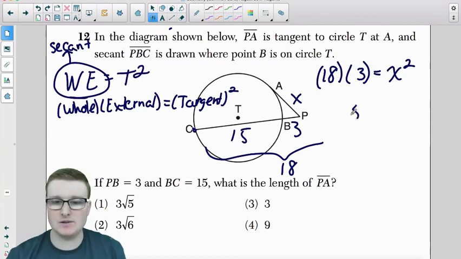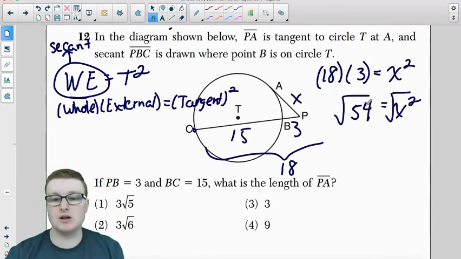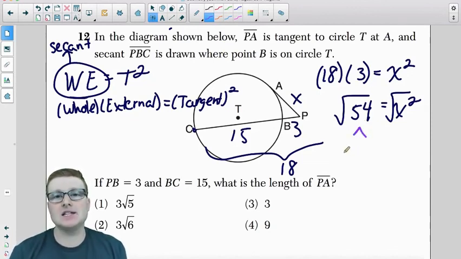18 times 3 is 54, which is then equal to x squared. Okay? So now what we need to do is take the square root of this. I hope that you remember how to simplify radicals from Algebra 1. So, you need to think of the highest perfect square that goes into 54. The highest perfect square that goes into 54 is 9.